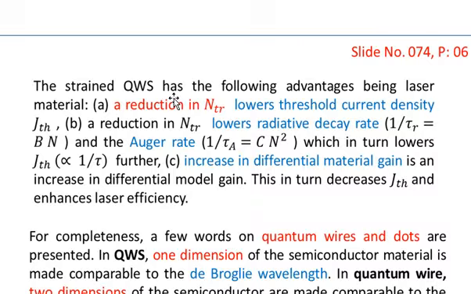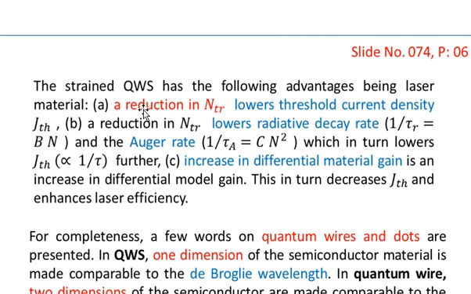The strained quantum well semiconductor has the following advantages as a laser material. Number one, a reduction in N transparent, that is the transparency density. The requirement of the transparency density is reduced. This lowers the threshold current density J_TH. TH stands for threshold and J for the current density.